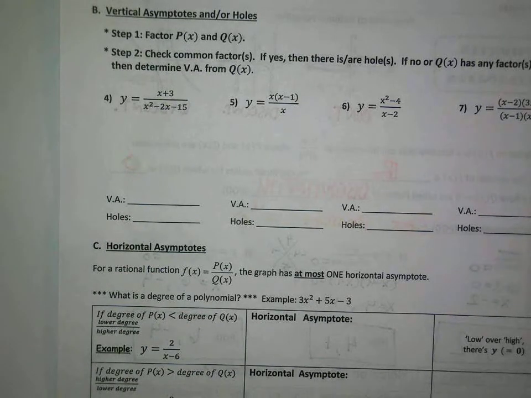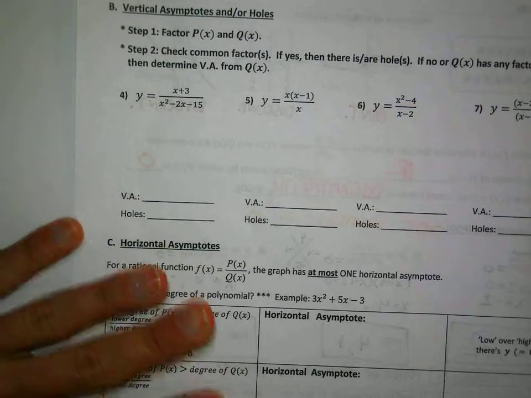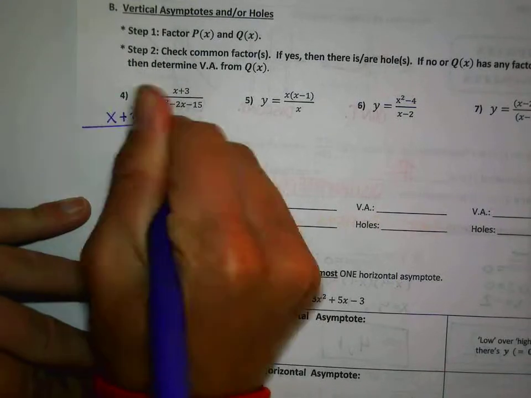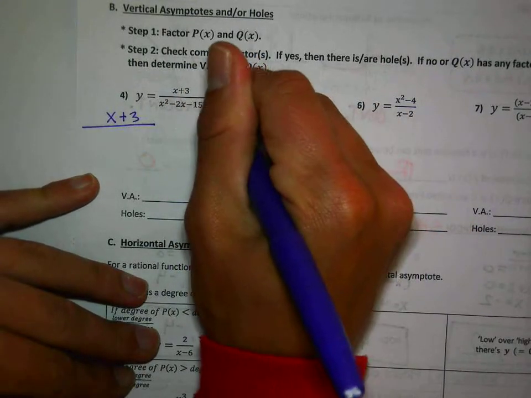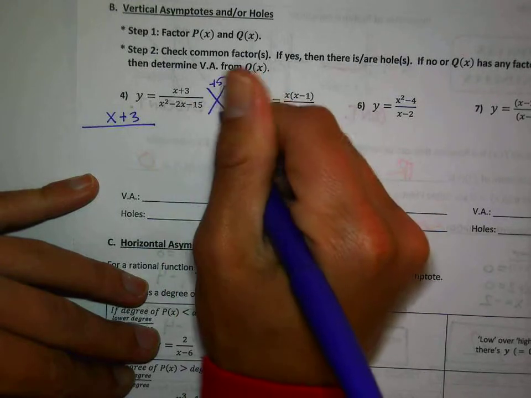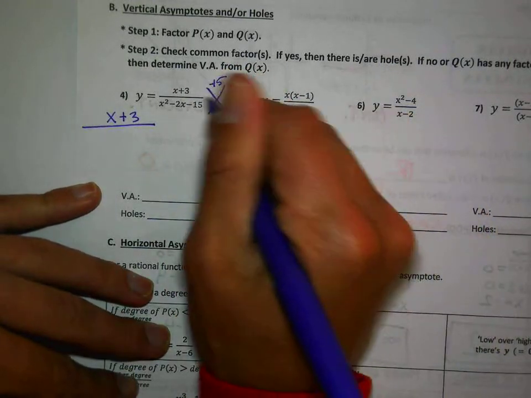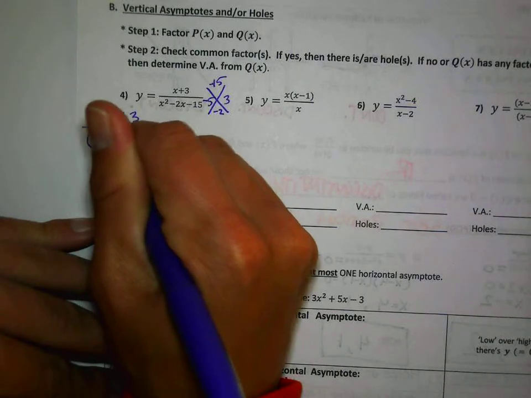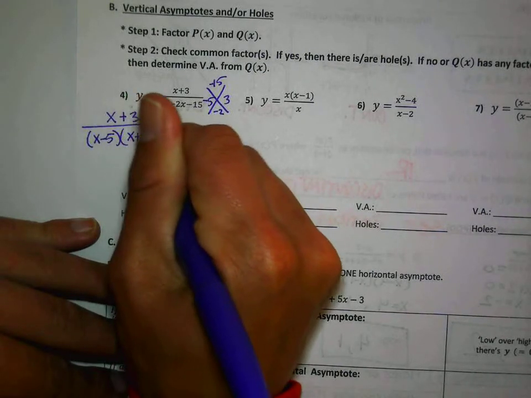On the back, I'm giving you functions and I want you to tell me what the vertical asymptotes and what the holes are. If it is not factored, you do need to factor it. So on number 4, what two numbers multiply to give me negative 15 but add to give me negative 2? Negative 5 and 3. So I have x minus 5, x plus 3.